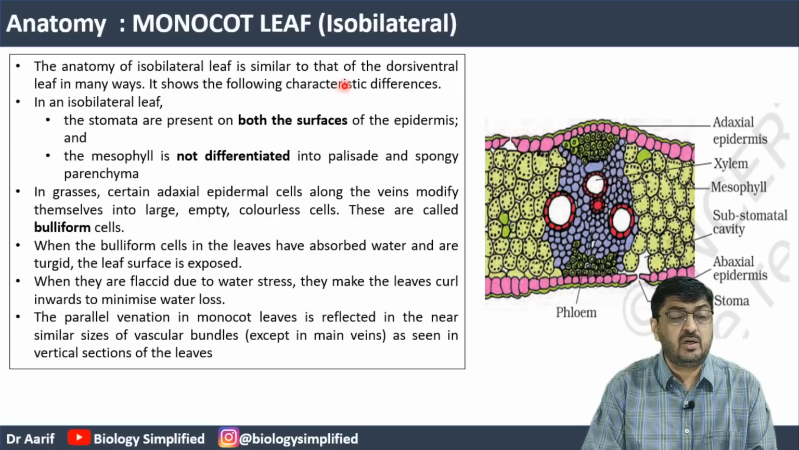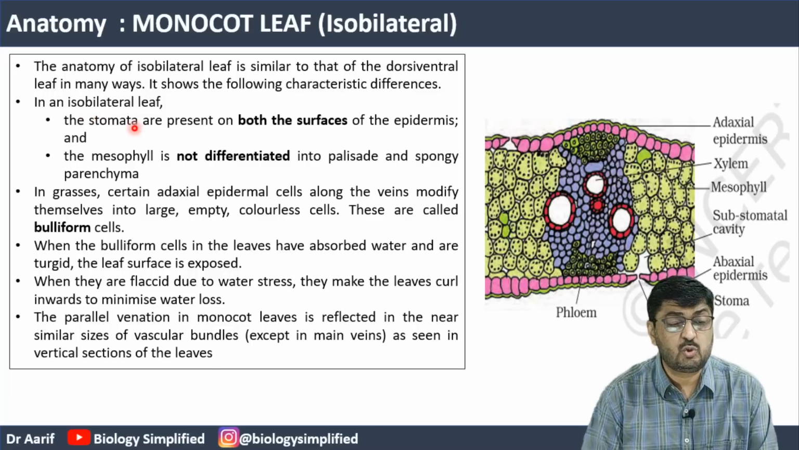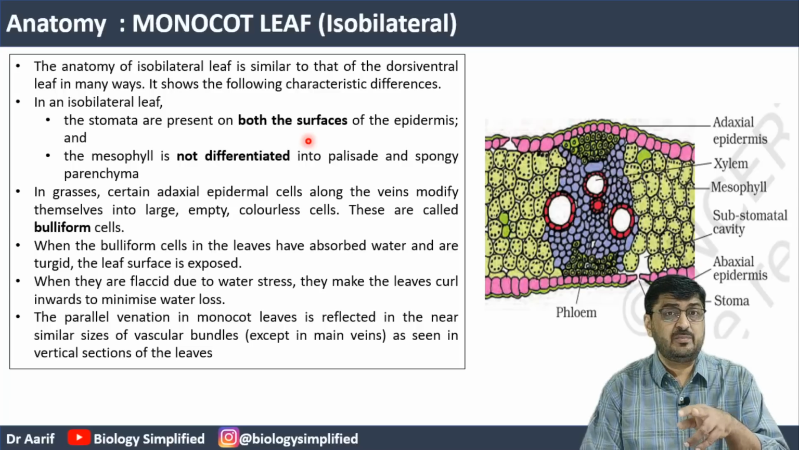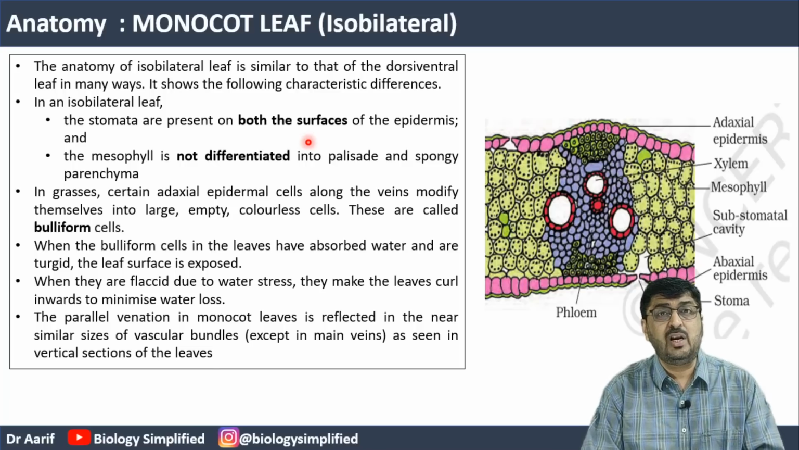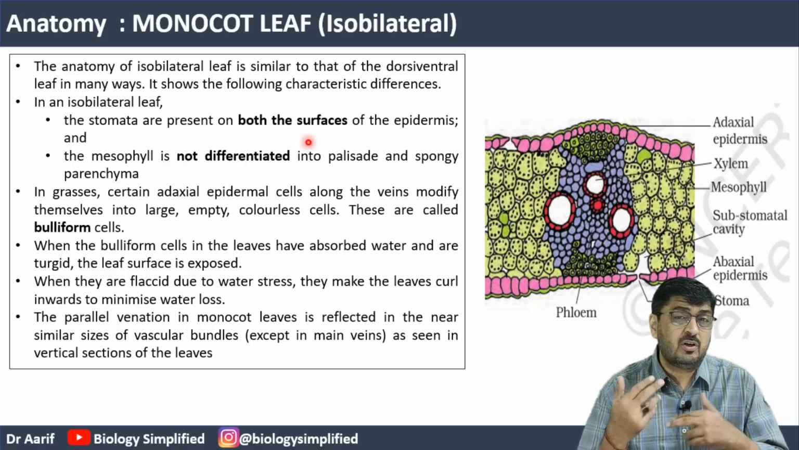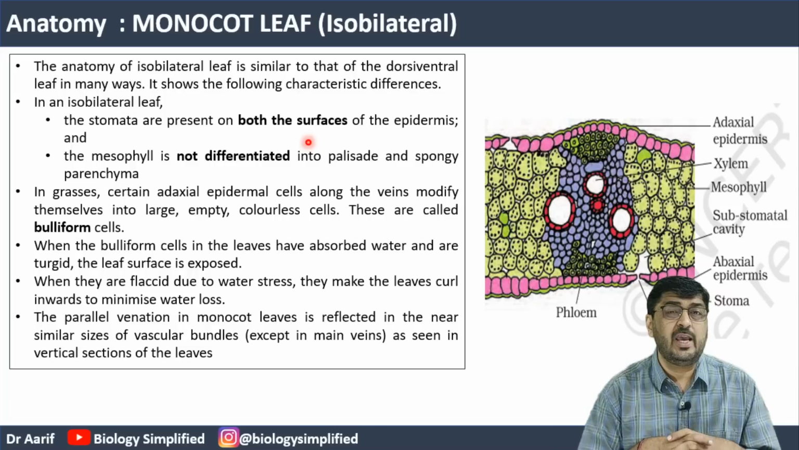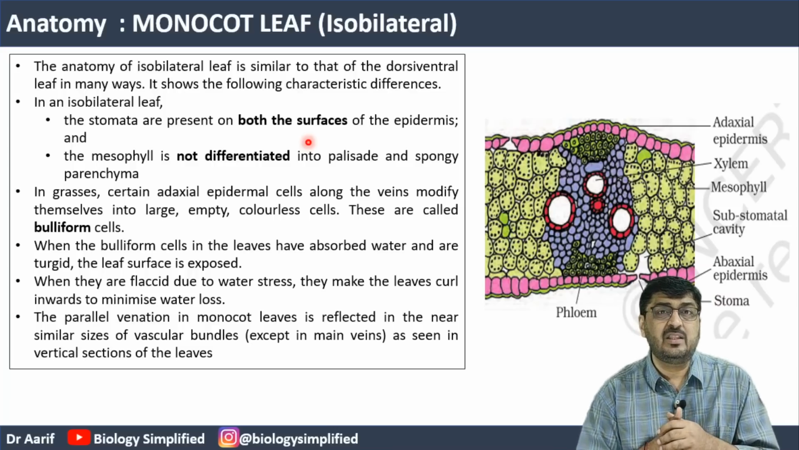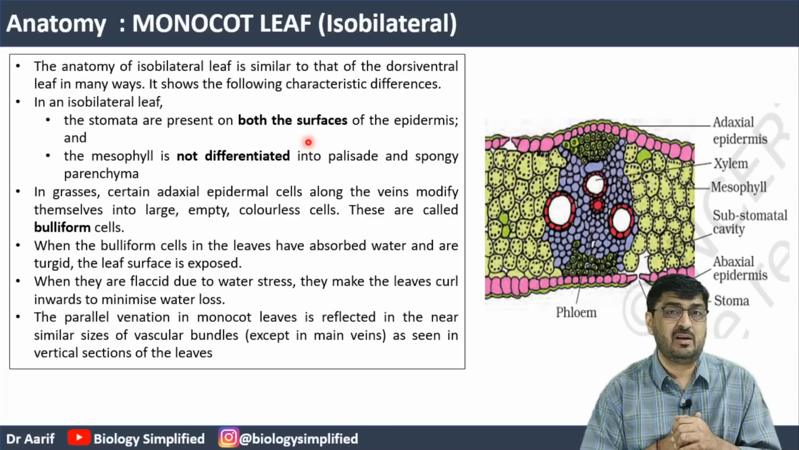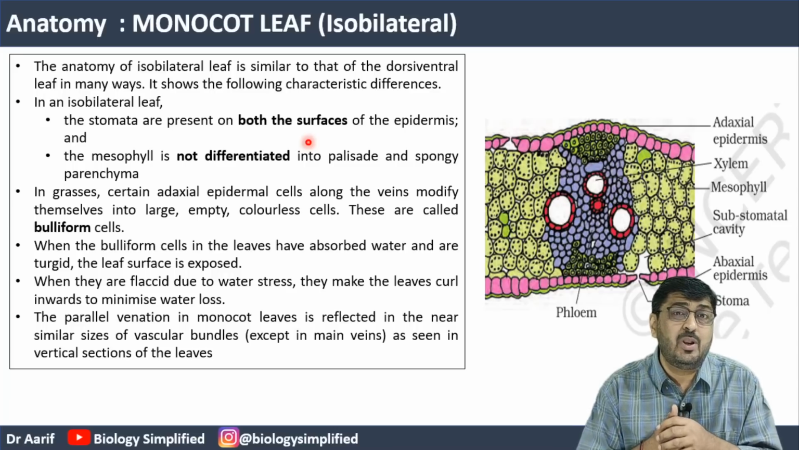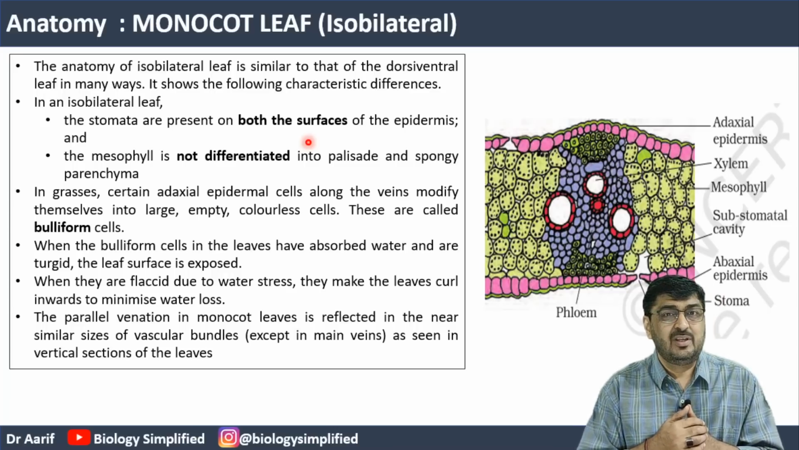Isobilateral leaf, similar to that of dorsiventral, but the characteristic difference: stomata are present on both the surfaces. Differences I'll show you. We'll use a very different term which sometimes appears in questions. जब दोनों surfaces पे stomata है ना, उसको हम लोग बोलेंगे amphistomatic, और जब lower surface पे ज्यादा है तो उसको हम लोग बोलेंगे hypostomatic. So dorsiventral leaf में lower surface पे ज्यादा है तो हम लोग बोलेंगे it's a hypostomatic leaf.